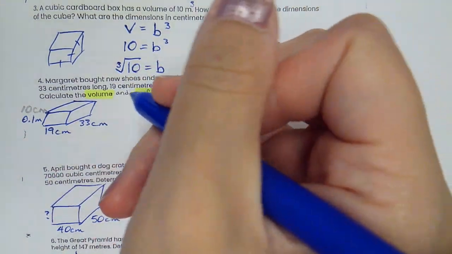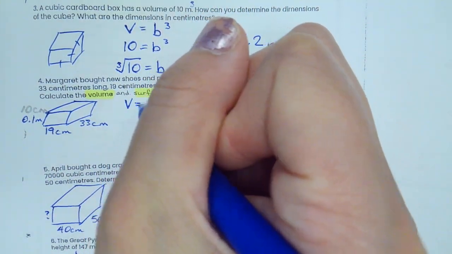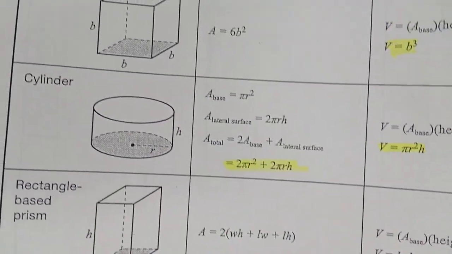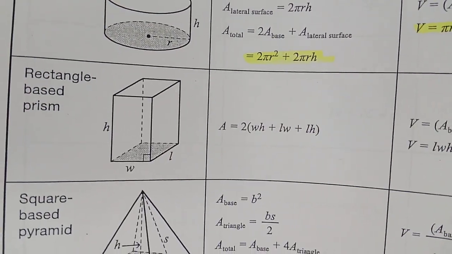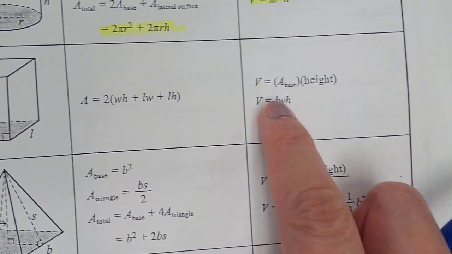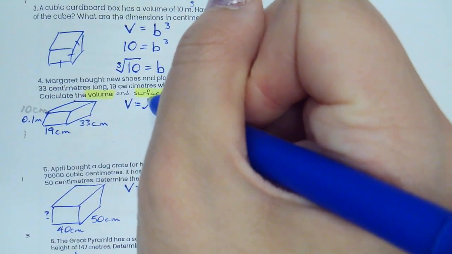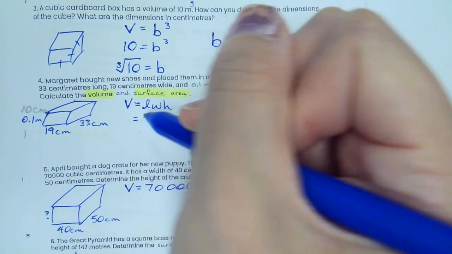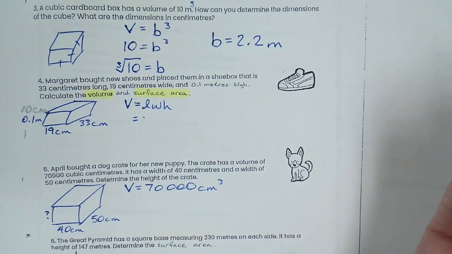Now we can do the formulas. Volume is actually easier to do, so I'll just do that one first. Volume of a rectangular prism: length times width times height. And then for surface area is this formula. It doesn't matter which one I call length, which one I call width, which one I call height.